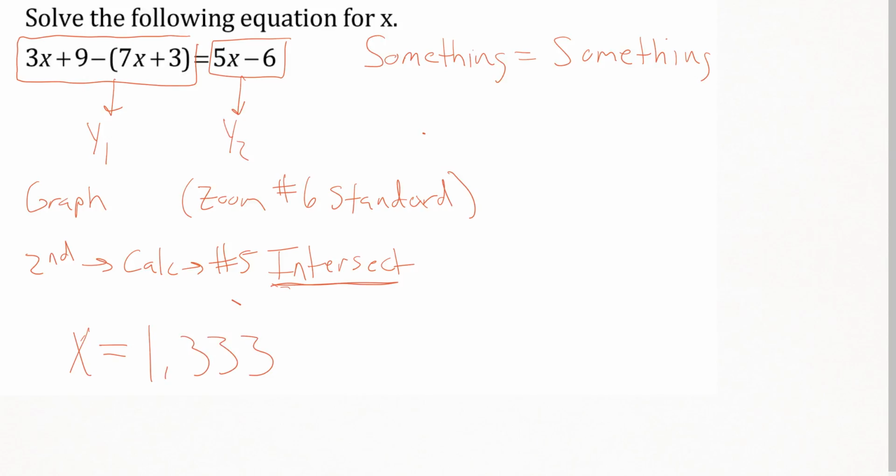1.333. Depending upon the problem that you get, it'll ask you to round it to several different types of decimal places. So always just be careful before you enter your final answer in that you round it to the number of decimal places that they ask you to. This one I'm just going to round to 3 decimal places, so my answer would have been 1.333.